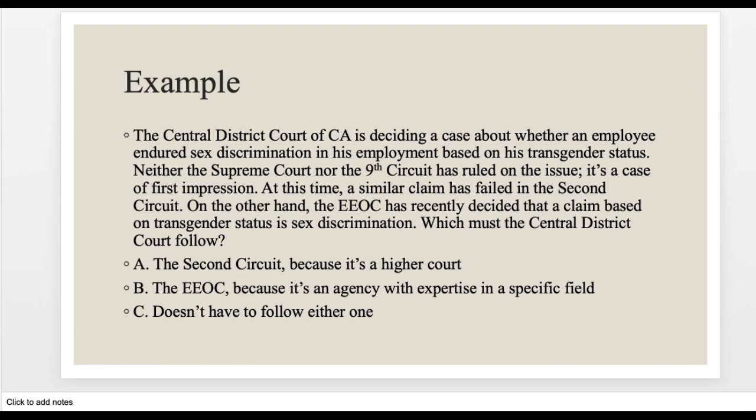Our first example. The Central District Court of California is deciding a case about whether an employee endured sex discrimination in his employment based on his transgender status. Neither the Supreme Court nor the Ninth Circuit has ruled on the issue, and it's a case of first impression. At this time, a similar claim has failed in the Second Circuit. On the other hand, the EEOC has recently decided that a claim based on transgender status can constitute sex discrimination. Which must the Central District Court follow? A, the Second Circuit, because it's a higher court. B, the EEOC, because it's an agency with expertise in a specific field. Or C, it doesn't have to follow either one.